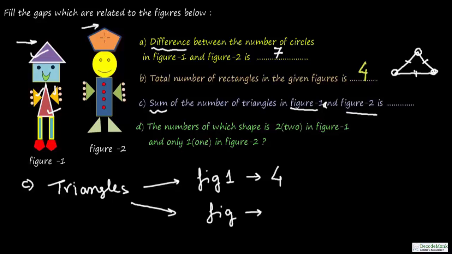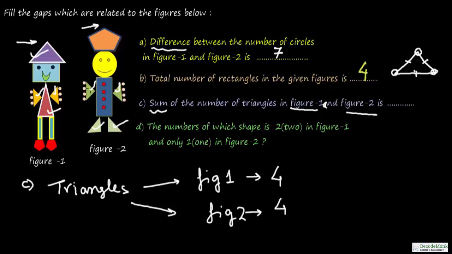Now figure 2. Starting from the top, no, this is not a triangle. Please see that the cap is not a triangle. It has 5 sides while a triangle has 3 sides. The face is also not triangular. Coming down further, the hands are triangular in nature. There are 2 hands, so 2 triangles. The legs are triangles too, so 1, 2, 3 and 4. So in figure 2 again there are 4 triangles.